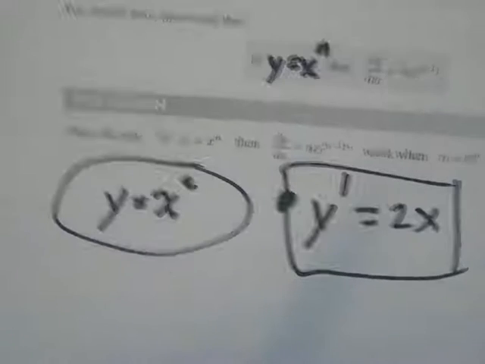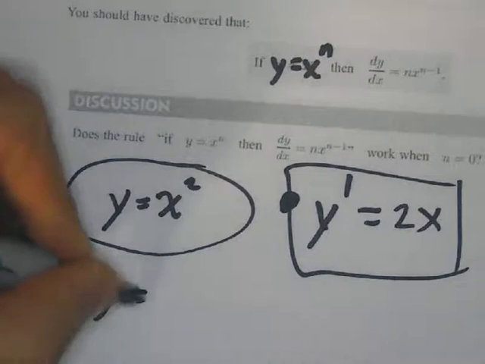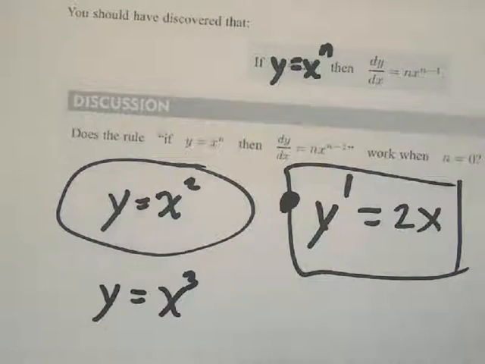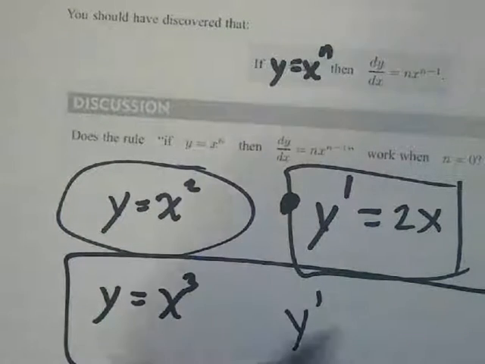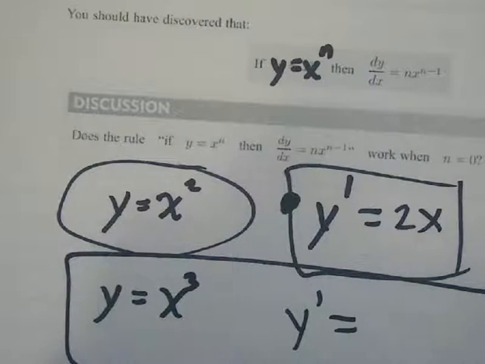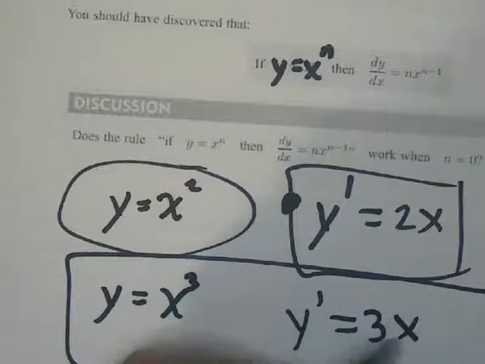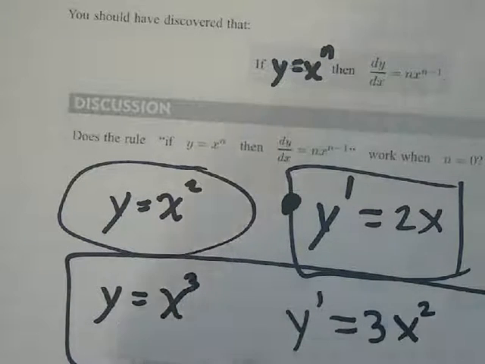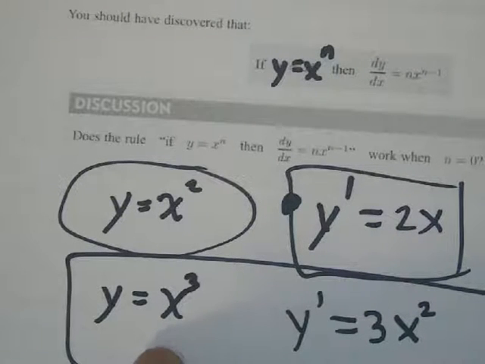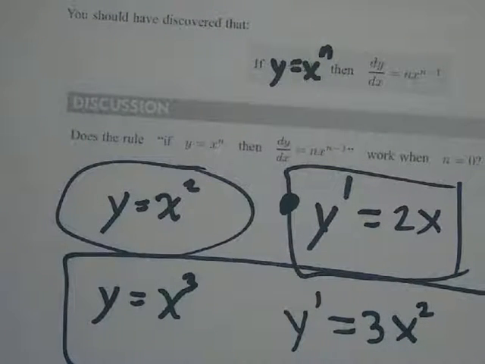So if my equation is y equals x cubed, then how do I figure out the derivative of that? Okay, if this power comes to the front, we end up with 3x. If this power decreases by 1, we end up with squared. So the derivative gives me the slope for this equation whenever I plug in a value for x. Okay, so let's look at the examples in the book.